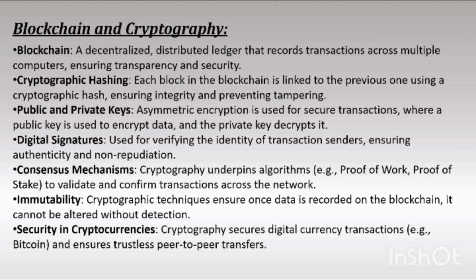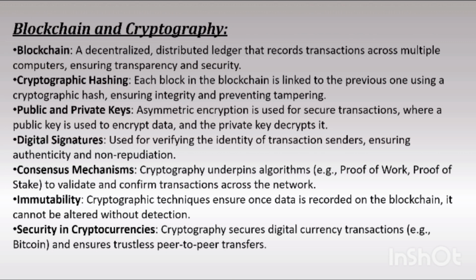Each block in the blockchain is linked to the previous one using a cryptographic hash, which ensures integrity and prevents tampering. It uses public and private keys for secure transactions and for encrypting and decrypting the data. It uses digital signatures for verifying the identity of transaction senders and ensures authenticity and non-repudiation.